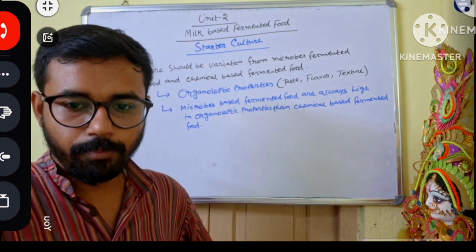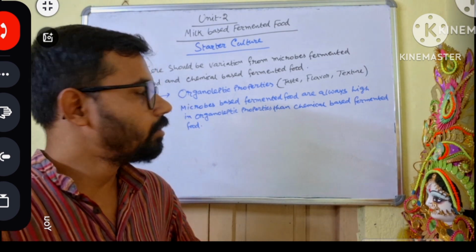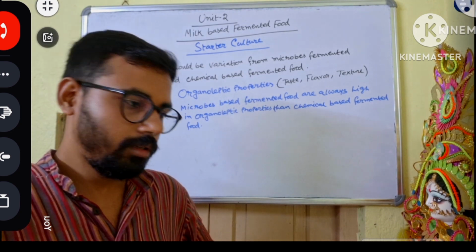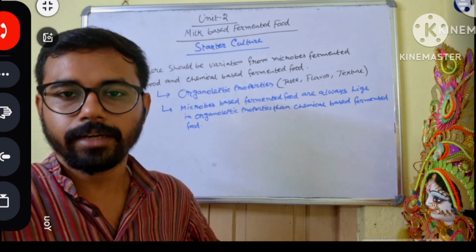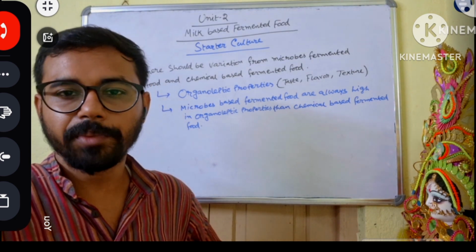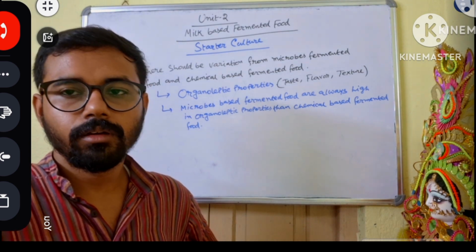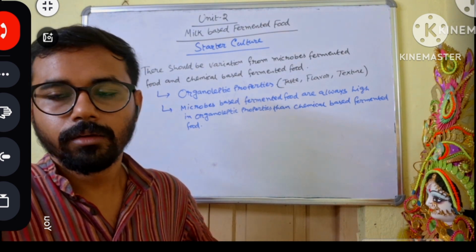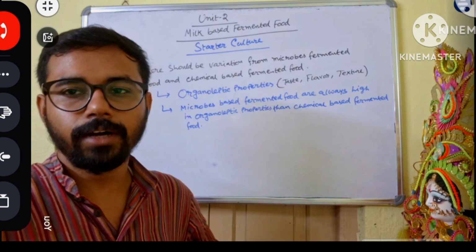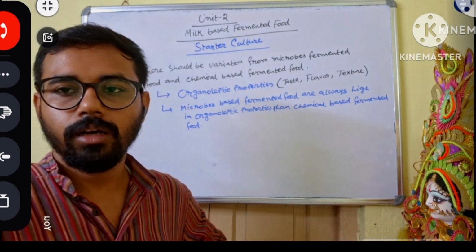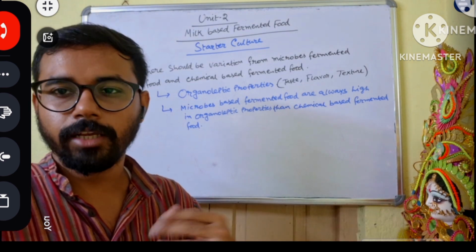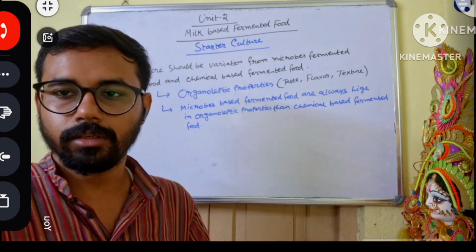You say time is a factor. One factor is time. It's a good point. Time is the factor behind the organoleptic property development. All agree? Because when you give less time to ferment, less time to produce the ultimate end product, there is less chance to produce organoleptic properties like taste, texture, and flavor.